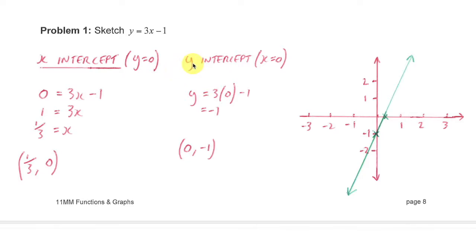The y-intercept, so along the y-axis, the value of x is always going to be 0, so I substitute 0 into the rule to establish that y is -1, creating the point (0, -1), and there's that, and then I just rule through.